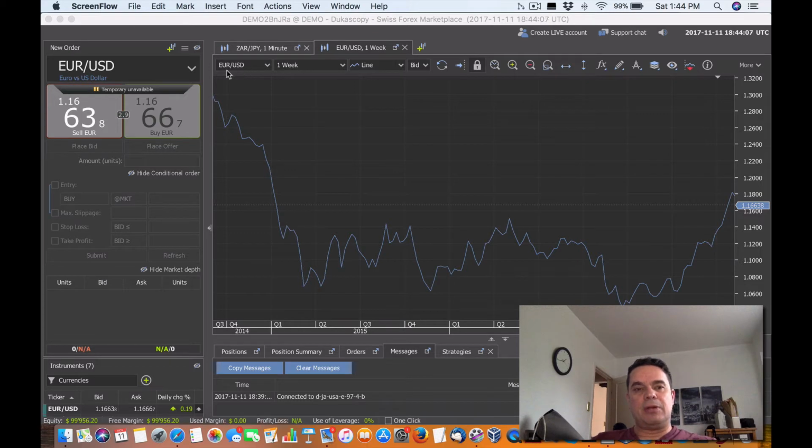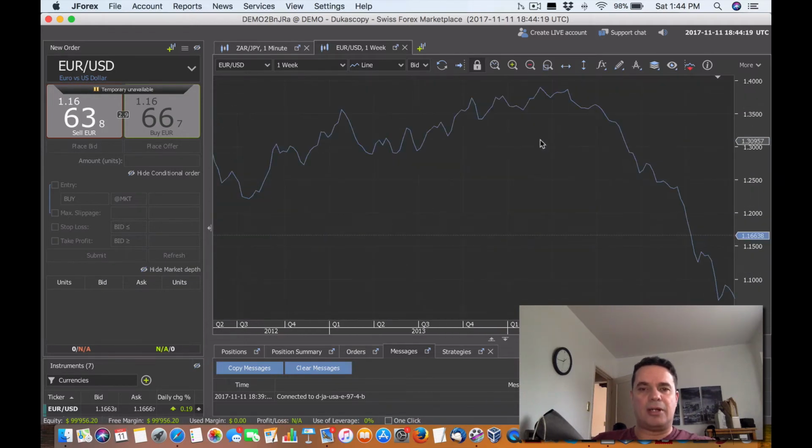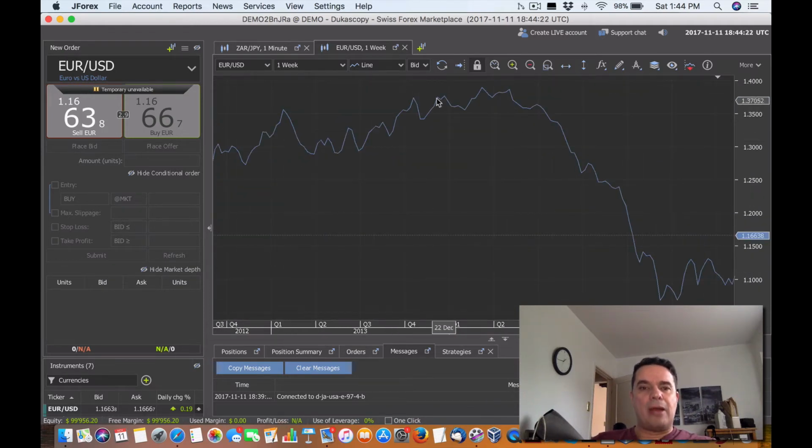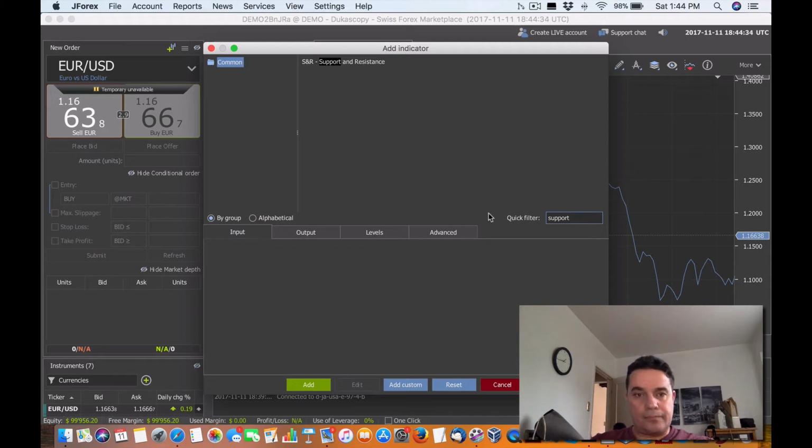So this is a typical forex chart from Dukascopy. Here's the Euro US dollar, standard price line. Obviously the markets are closed on a Saturday. So this is a 1 week chart. A couple of indicators I'm going to add in here. The first one is support and resistance. Support and resistance right here.